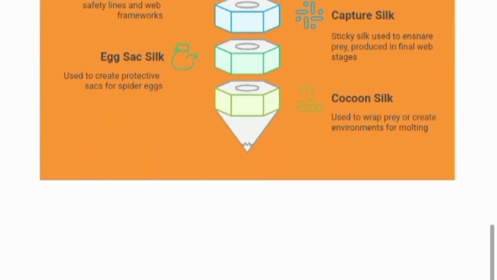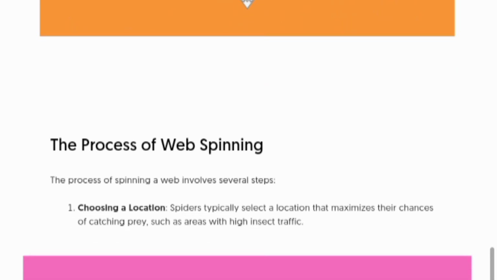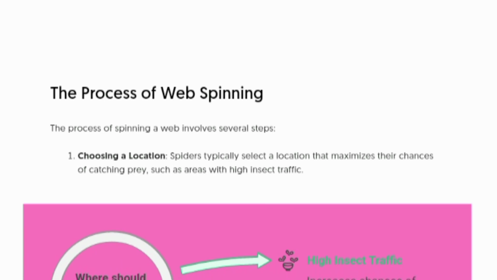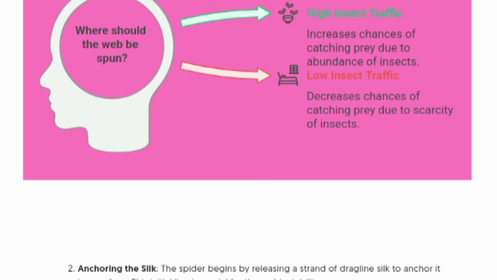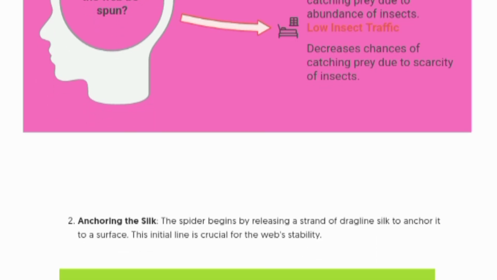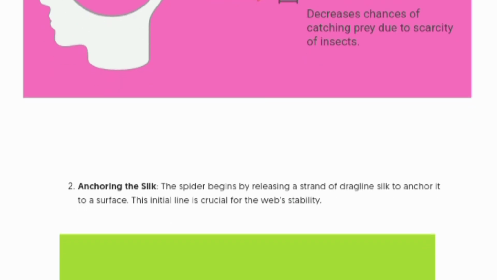The process of web spinning. The process of web spinning involves several steps. First is choosing a location. Spiders typically select a location that maximizes their chances of catching prey, such as areas with high insect traffic. Second is anchoring the silk. The spider begins by releasing a strand of dragline silk to anchor it to a surface. This initial line is crucial for the web's stability.